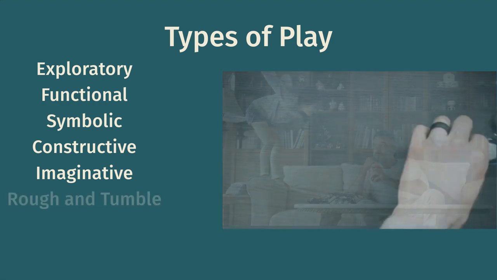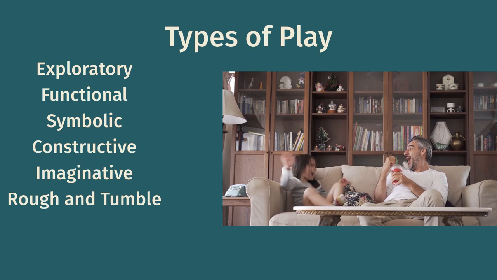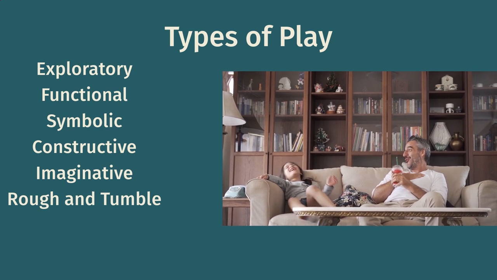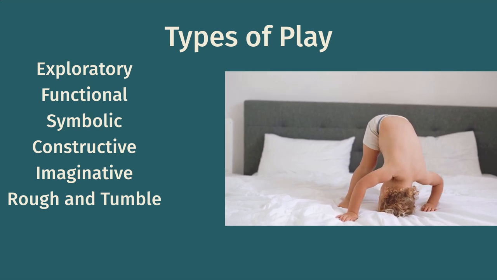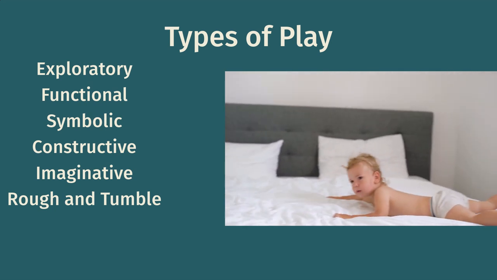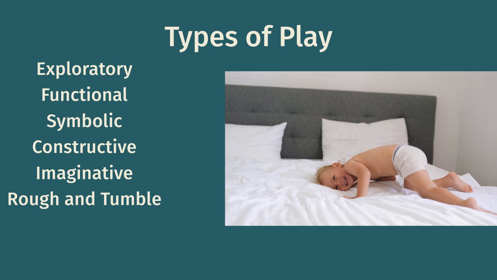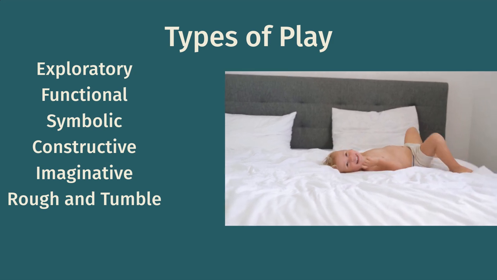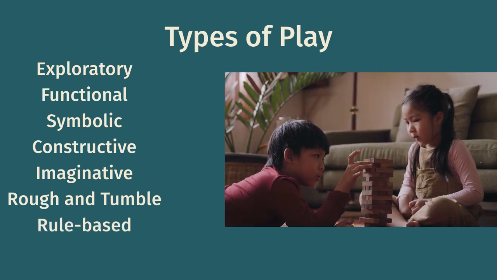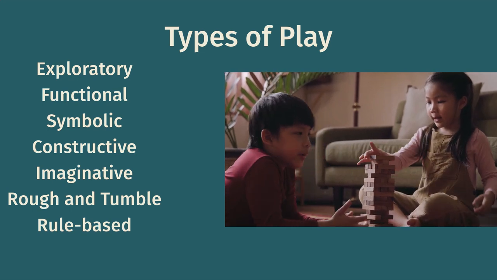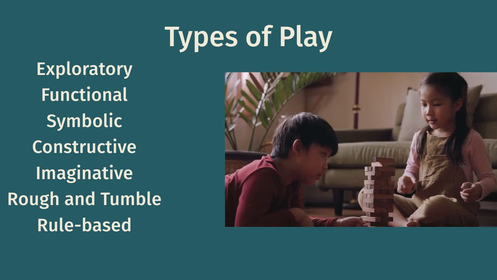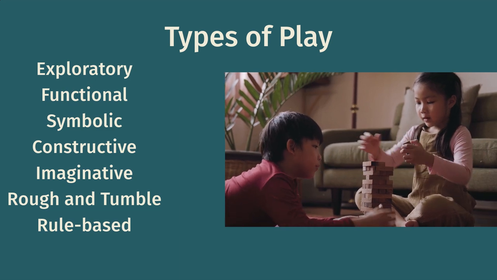You also have rough and tumble play, which includes wrestling or being thrown onto the couch or dropping onto a mattress, running and slamming into the walls or other people. Those big and very physical movements are all considered rough and tumble play. There's also rule-based play. Duck, duck, goose, tag, hide and seek, board games, all of those things can be considered rule-based.